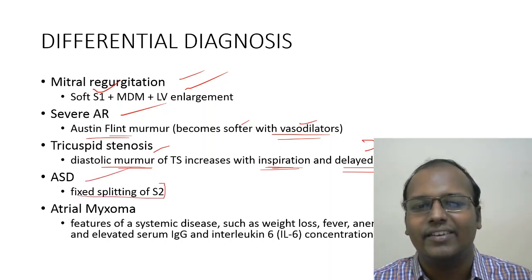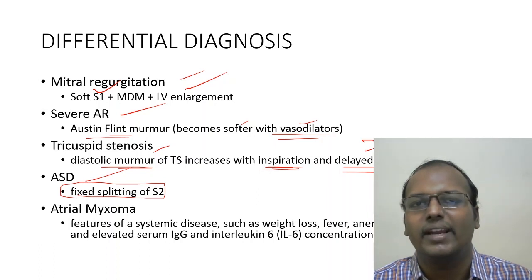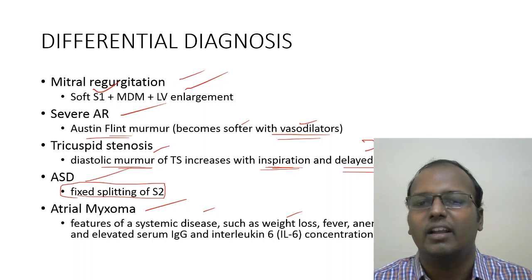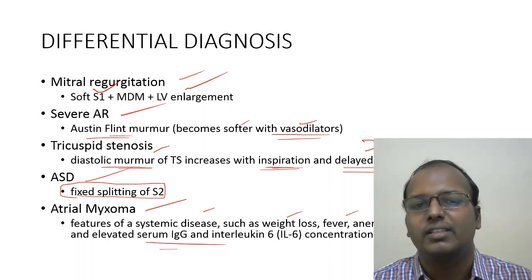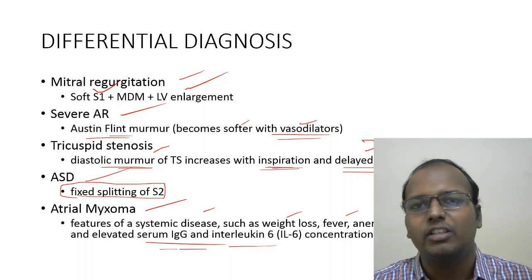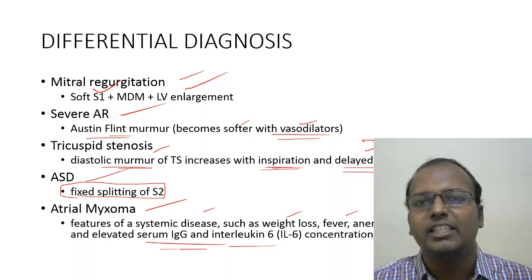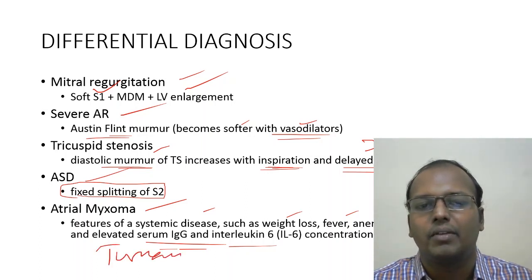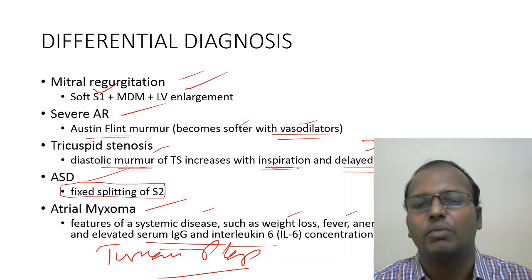In ASD, the classical finding is fixed splitting of S2, fixed wide splitting of S2. In atrial myxoma, there will be systemic features like chronic weight loss, anemia, fever, due to raised serum IgG and interleukin-6 concentrations. Okay, so with atrial myxoma, these are the constitutional symptoms by which you can tell that this patient can have an atrial myxoma. By this you can differentiate. And the tumor plop. Okay, tumor plop, and positional variation can be there in the tumor plop.